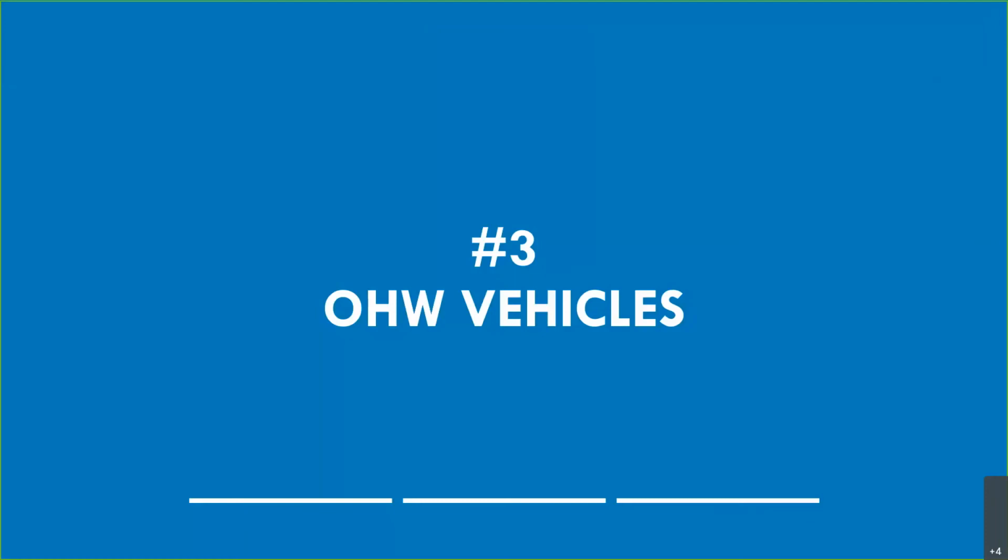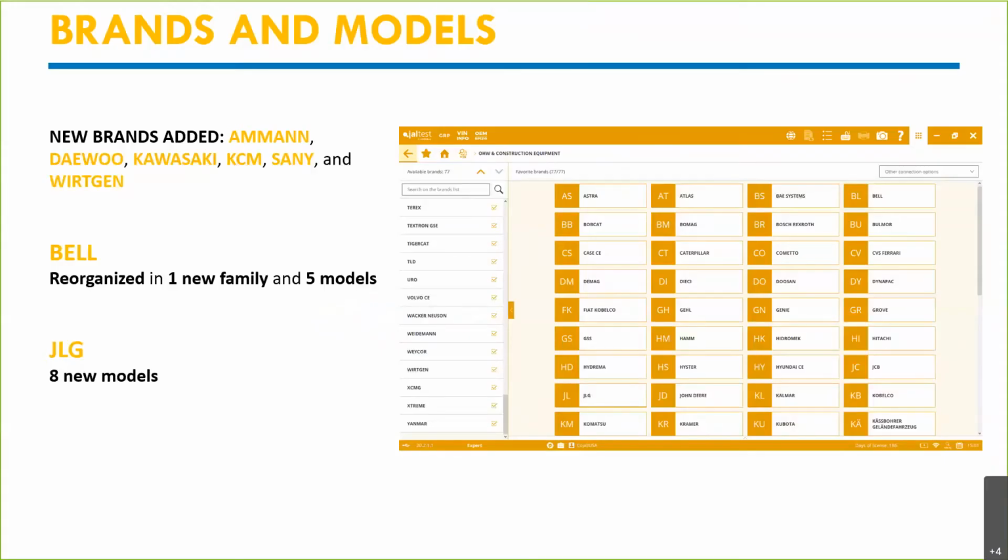It's time now for the highway vehicles. We'll start talking about the main innovations regarding brands and models. The users of this model will realize how Jaltest continues to receive coverage, this time with 5 new brands that have been added: Aman, Daewoo, Kawasaki, KCM, Sunny, and Wilton. Actually, there are 6. Also, Bell has been reorganized after adding 1 new family and 5 new models, and something similar has happened in GLG with 8 new models in this 20.2 version.